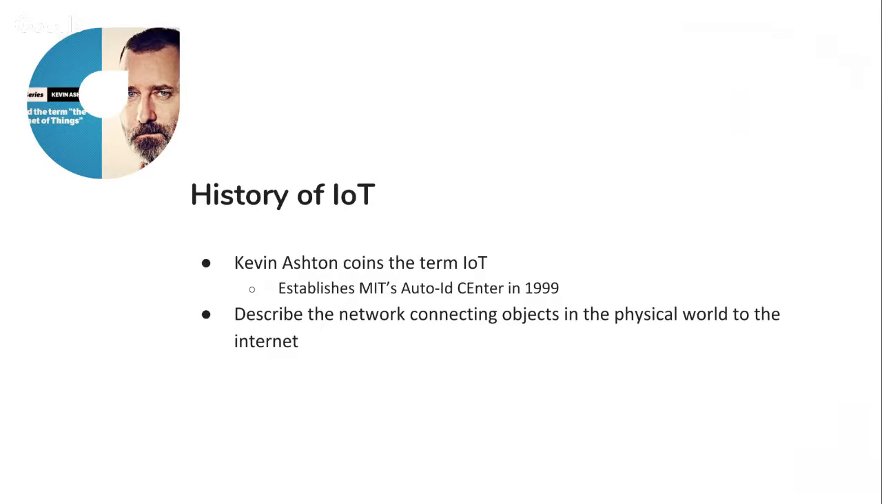Now I want to talk about the history of the Internet of Things. The term the Internet of Things was coined by Kevin Ashton in 1999. He was the co-founder of the Auto ID Center at MIT and mentioned the term in a presentation he made to a company named Procter and Gamble. He first mentioned the term wanting to describe a network connecting objects in the physical world to the internet. However, the idea of connected devices has been around since the 1970s.